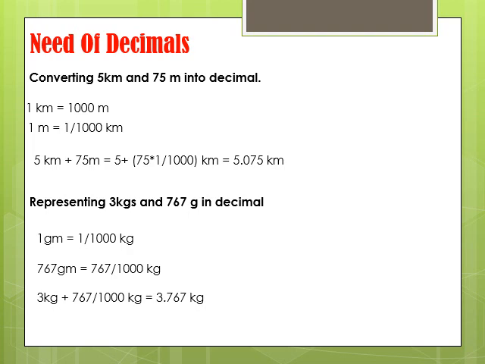Let's take up another example. 3 kilogram plus 767 gram. Again, 767 gram has to be converted into kilogram, lower unit to higher unit. So we need to divide 767 by 1000 and it will be changed into kilogram. The answer will be then 3.767 kilogram when we are adding up 3 kilogram and 767 upon 1000 kilogram.